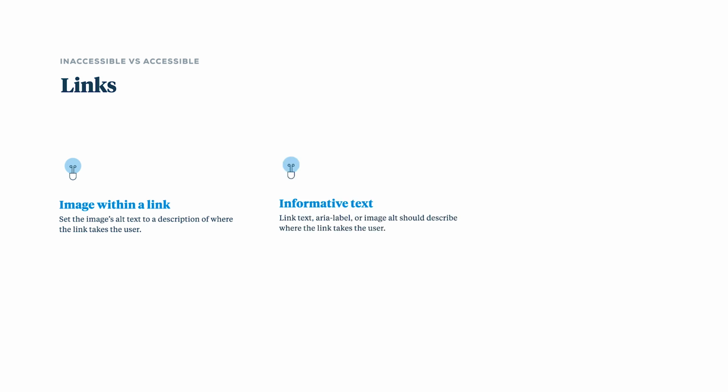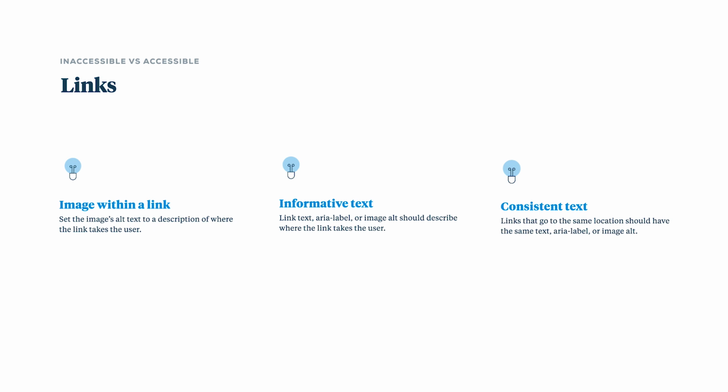So to summarize links, if you have an image within a link, you should always set the image's alt text to be whatever that link would say if it were a text link. It should describe where the user is going to be taken. Your link text should always be informative, whatever you're using. If it's link text, ARIA label, or an image alt text, it should describe where the link takes the user.